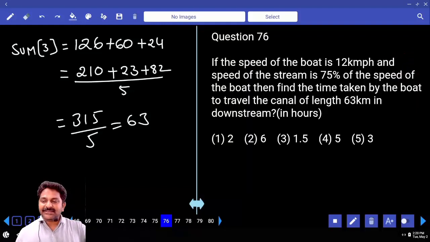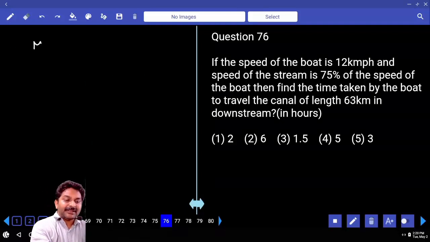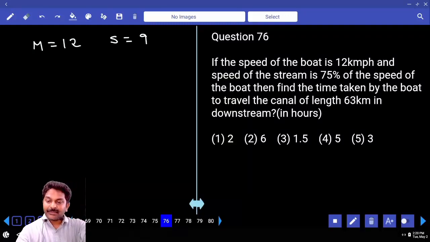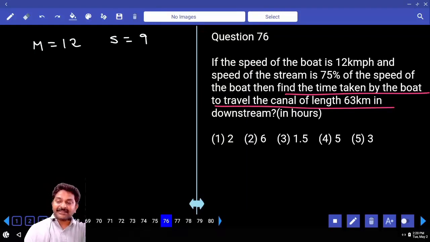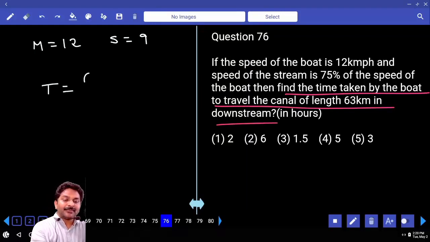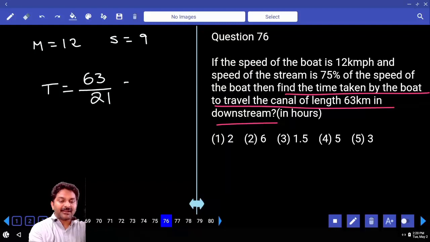The speed of the boat is 12 km per hour. Speed of the stream is 75% of speed of the boat. 75% of 12, half and half, is 9. Then find the time taken by the boat to travel the canal of length 63 kilometers downstream. Time to cover 63 kilometers. Downstream, M plus S, 21. Answer.